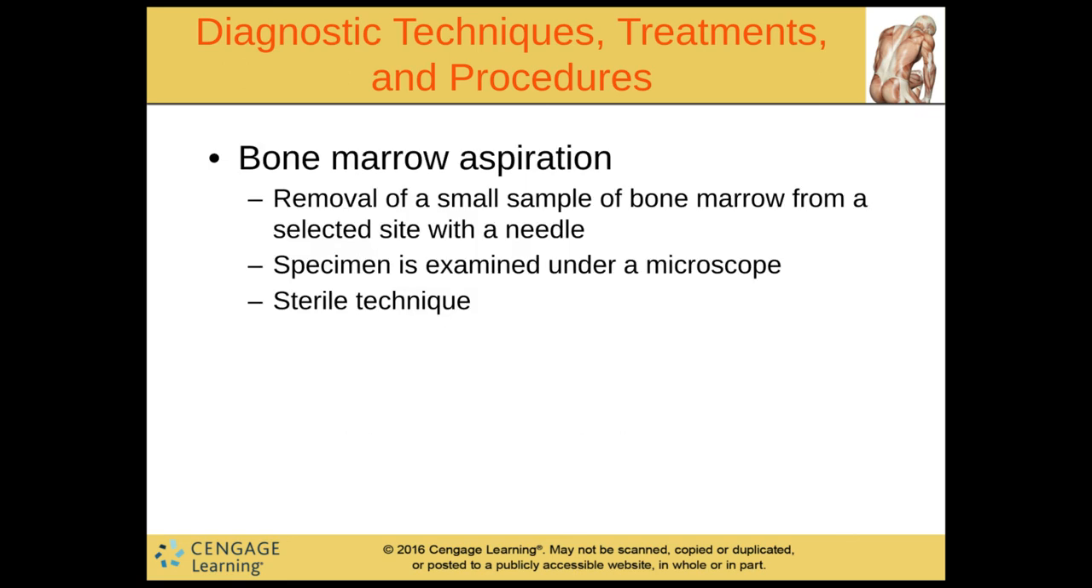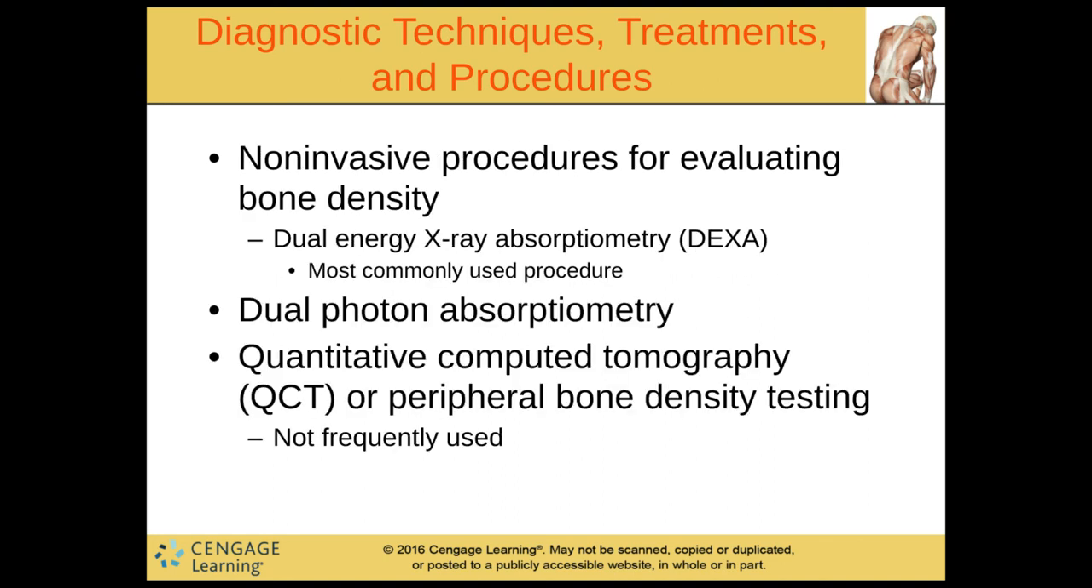And then a bone marrow aspiration, like I was talking about earlier. Sorry if you hear my dogs barking, I apologize. Bone marrow aspiration is the removal of a small sample of bone marrow from a selected site with a needle. The specimen is examined under the microscope and it's done using a sterile technique. If somebody needs a bone marrow transplant, this is how they detect if it is going to be a match for somebody, or that's where they usually get that bone marrow from. You have to remember that the hip bone, the iliac bone, is really dense in red bone marrow.